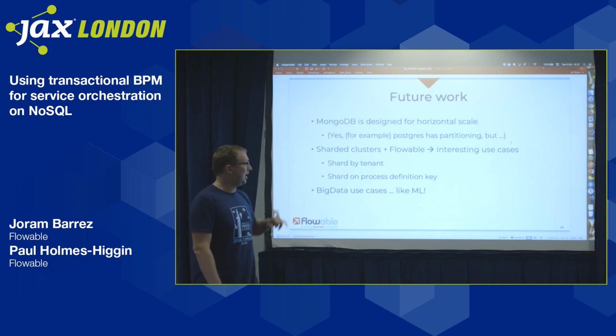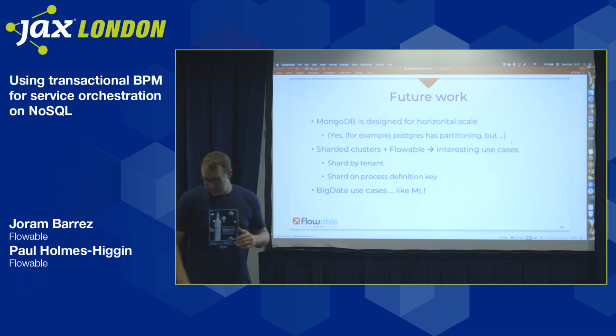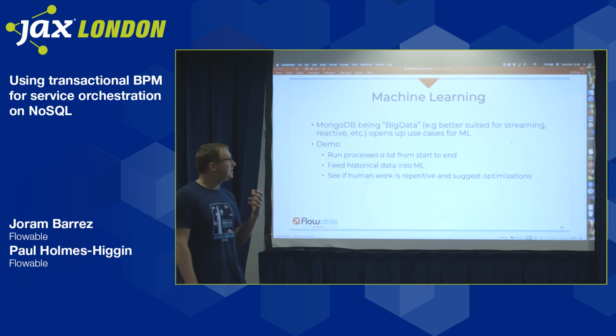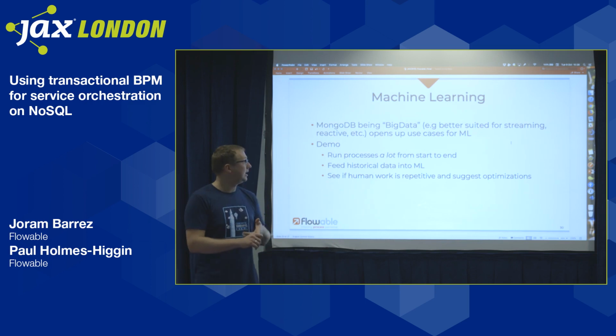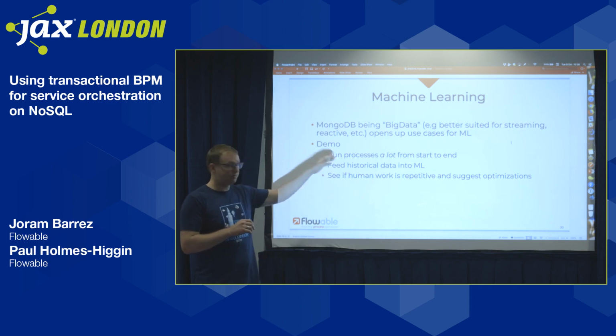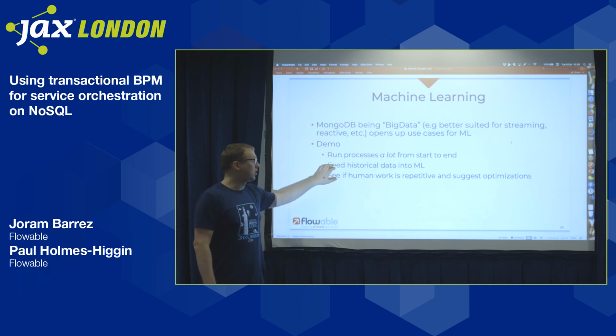And of course, the last use case, the last part that I want to talk about, is machine learning. Because MongoDB is this big data kind of thing, whatever that means. But the point is that it has some really good APIs when it comes to streaming and reactive, which is really useful, as you will see in the demo I'm going to show you. It's useful for machine learning use cases. So what I'm going to do now is run a lot of processes, use the historical data that we gathered, and feed that into machine learning.